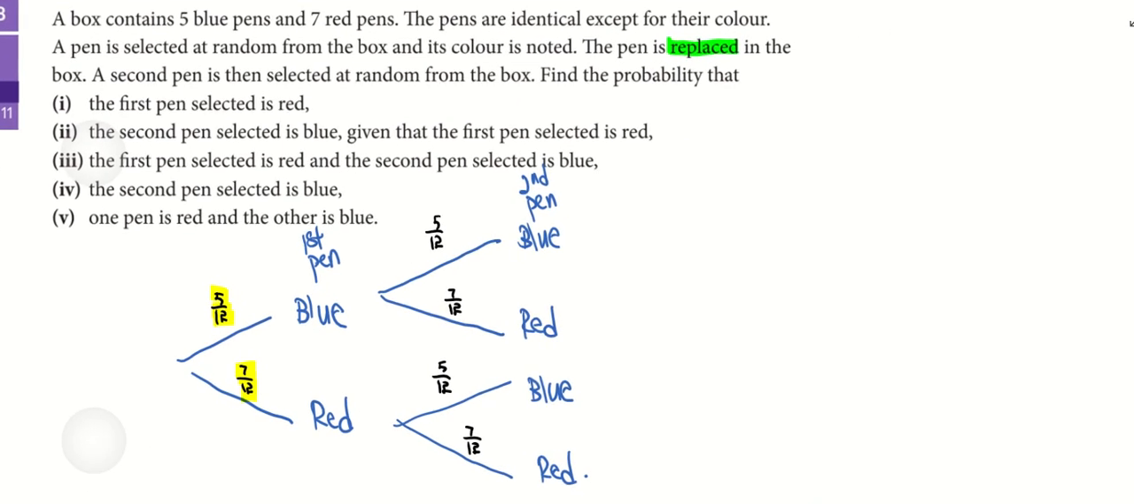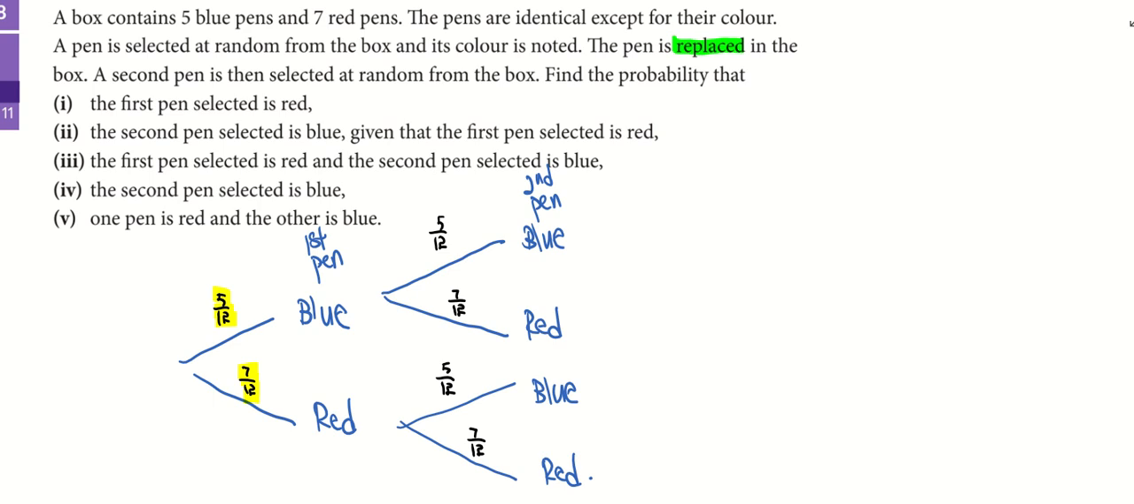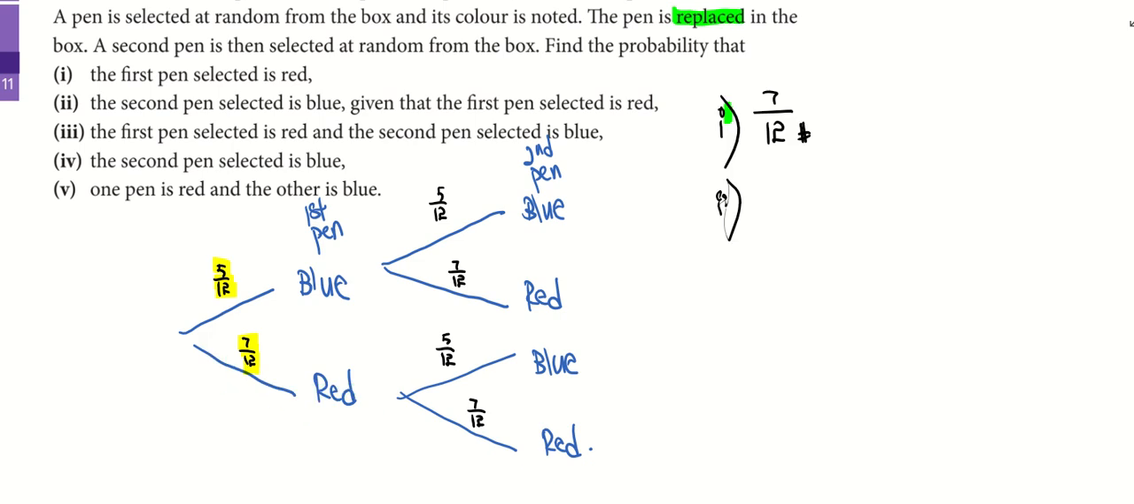I'm going to make use of the probability tree for us to do our respective question. First pen selected is red. So easy. The first pen selected is red, is this particular branch, am I right? No need to look at others, 7 over 12. So let me write that down. The second pen selected is blue, given the first pen selected is red. So there's a condition. The first pen is red, so I go for the first pen red. Second pen is what color? Blue. So the first pen is red and the second pen must be blue.